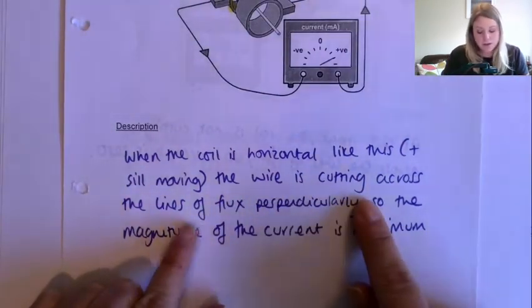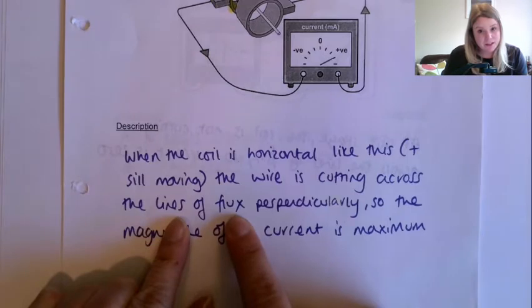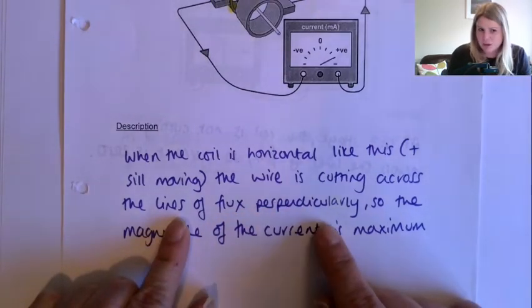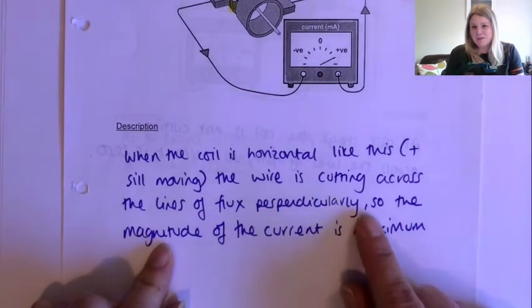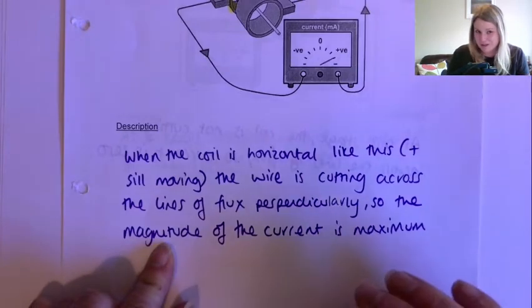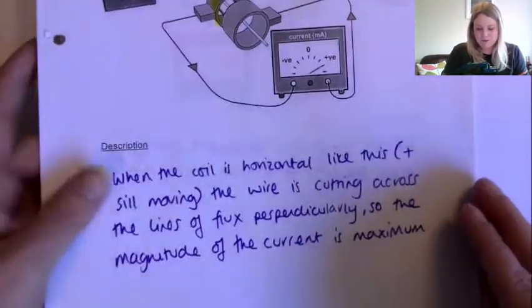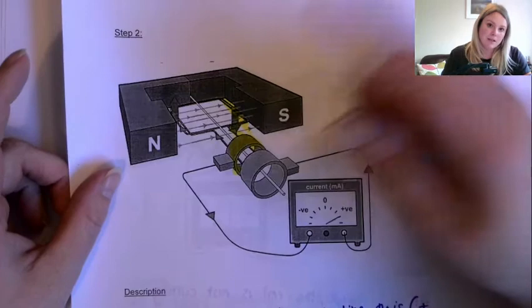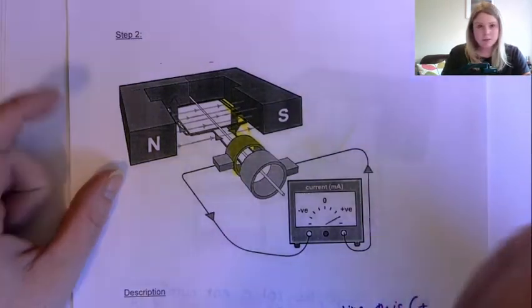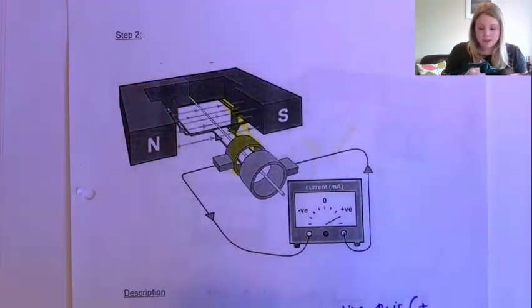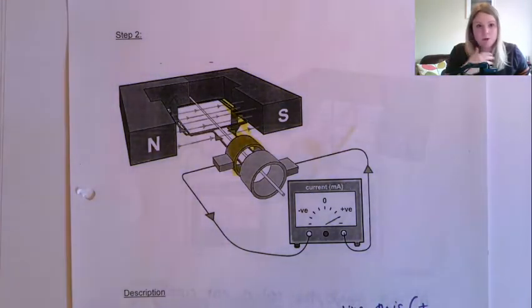the wire is cutting across the lines of flux or magnetic field lines perpendicularly. I wasn't sure if that was a real word. So the magnitude of the current is maximum. Okay, so this is exactly the same as the one we just looked at, but it's just rotated around a wee bit more. So now we have a maximum value of current because it's cutting across perpendicular.